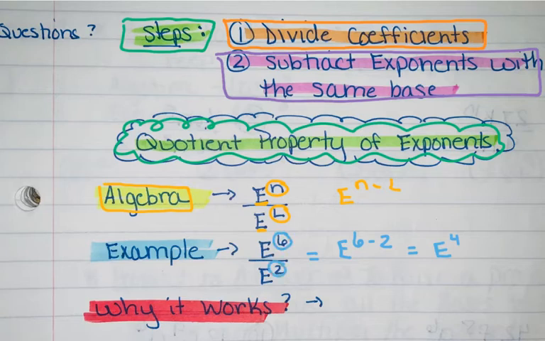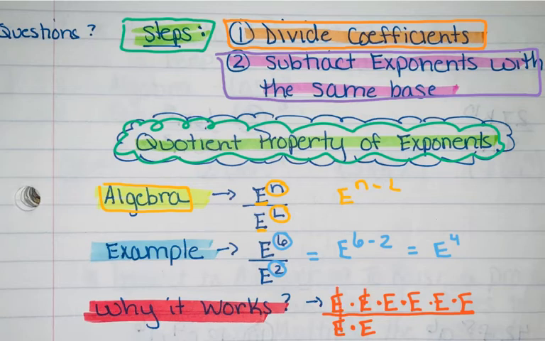Okay, and the reason this works is because if I were to write all these out, e times e times e, so we're multiplying 6 e's on the numerator, and then on the denominator we are multiplying 2. Well, what happens if we divide something by itself? So if I divide e by e, they cancel. Okay, so I'm left with 4 of them. So e raised to the 4th.